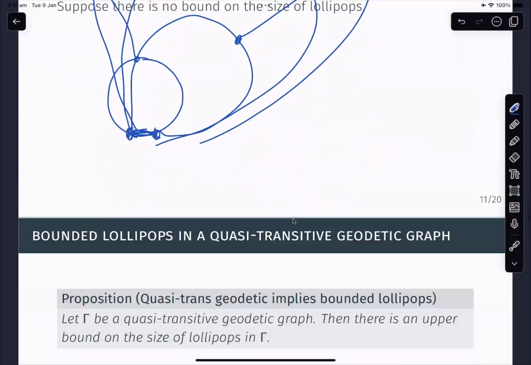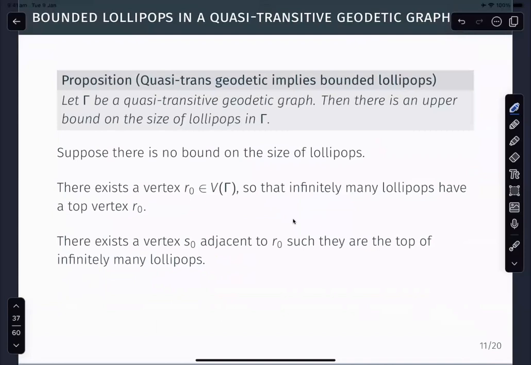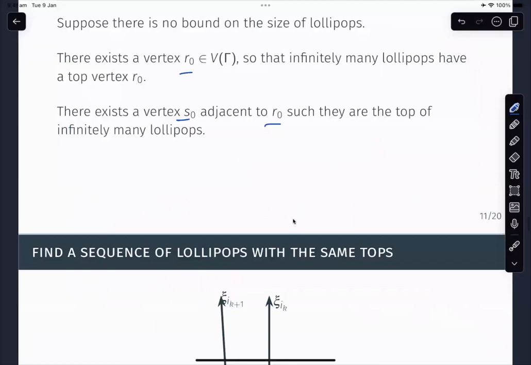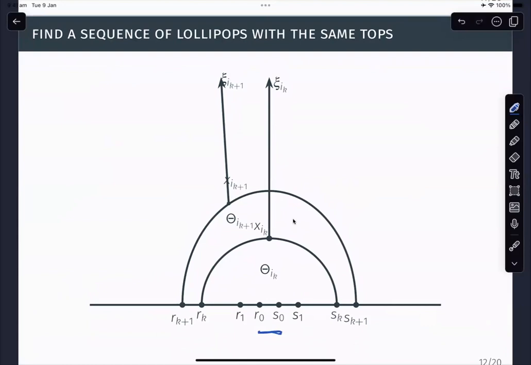So I think there's a better picture coming up than what I have. Suppose there's a vertex and then another vertex, and by the pigeonhole principle you're going to have infinitely many lollipops based at those two vertices, and so we get this picture. We can put all these lollipops together in this arrangement. And then what we're going to end up with is a geodesic ray that starts here.